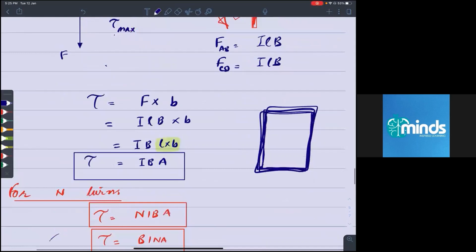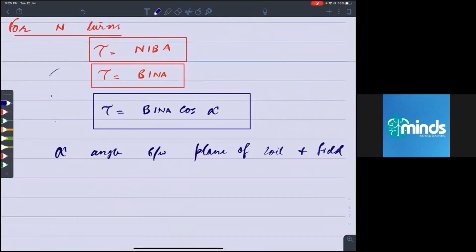So in the last part, I was trying to explain that the equation BINA is a specific case when the coil is parallel to the field. But the coil won't remain parallel to the field all the time. During the rotation, it must become perpendicular to the field. And at that point, the moment will become zero. Are you getting it? Yes, sir. Understood.